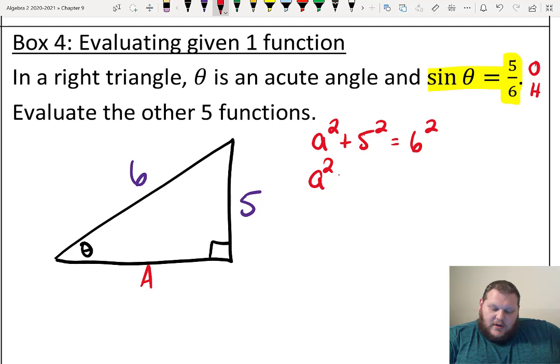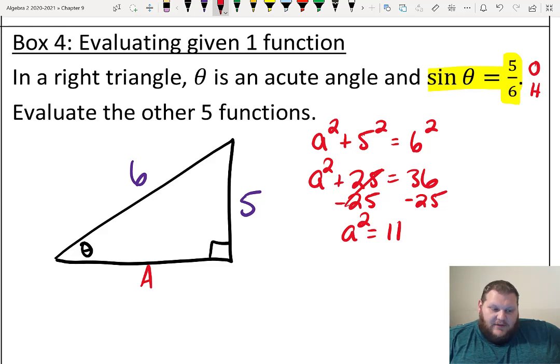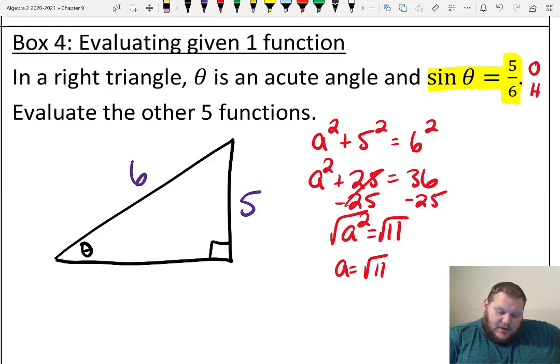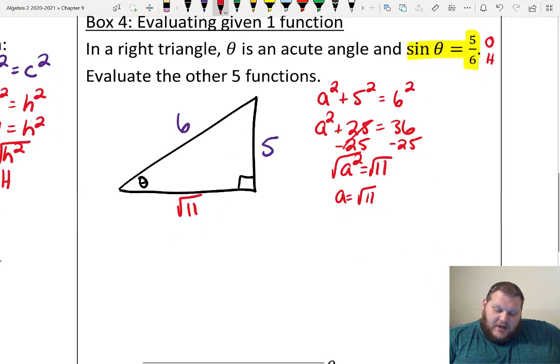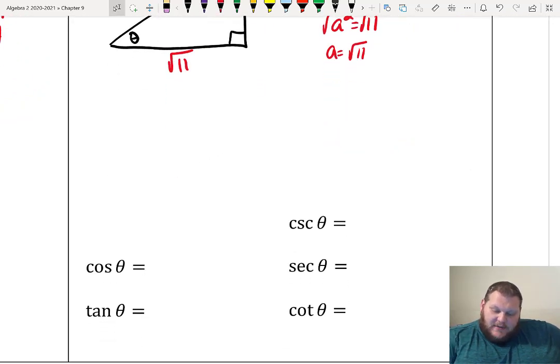So a squared plus 25 equals 36. We'll subtract 25 on both sides. A squared is 11. So when I take the square root of both sides, I get square root of 11. Not the nicest, not the prettiest for sure, but it's at least a number. It's something. I left a lot of space for myself to do that.